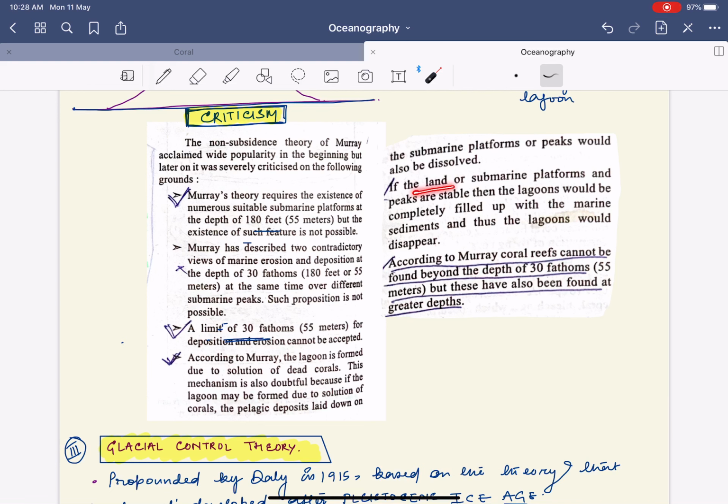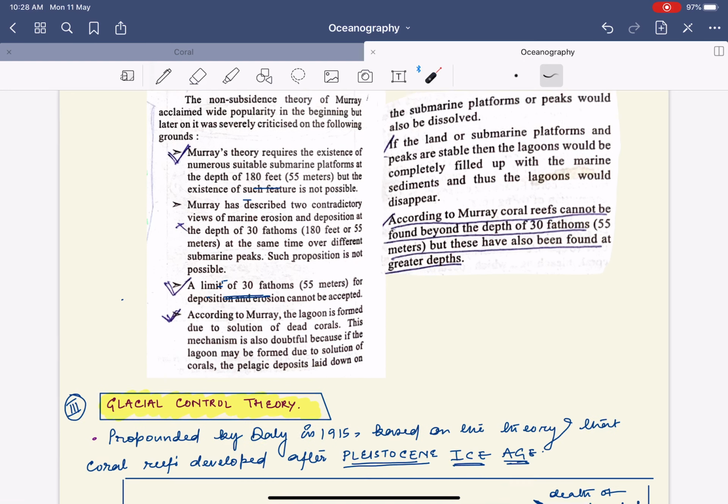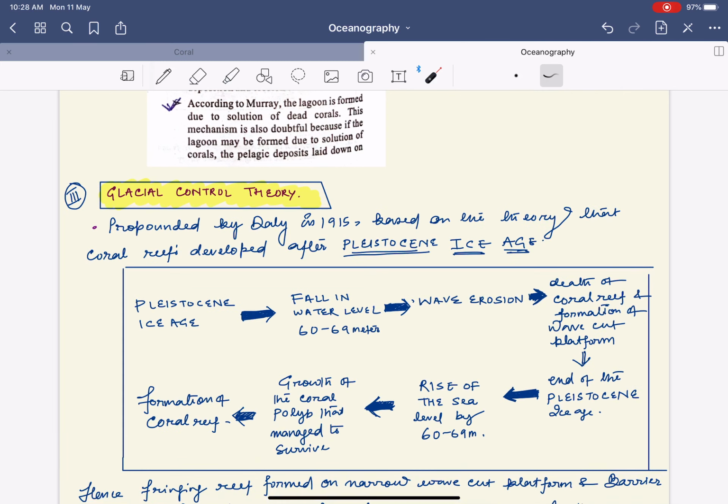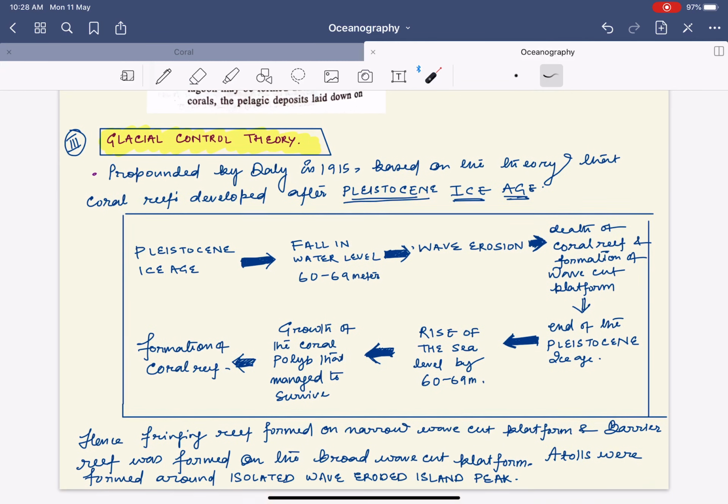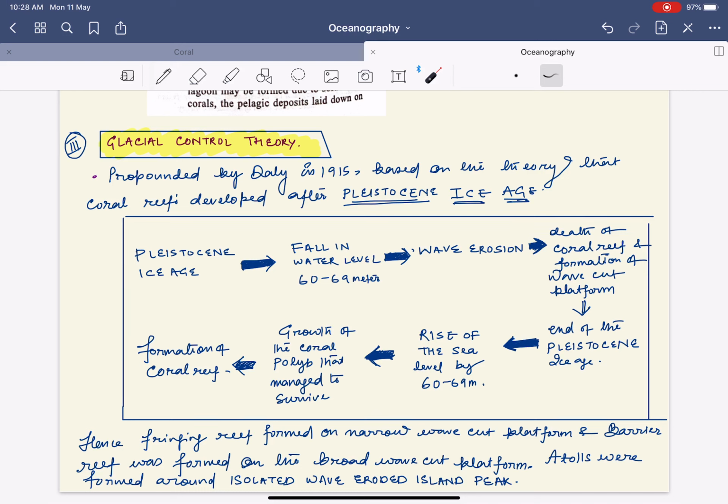Next, if the land and the submarine platform of the peaks are stable, then the lagoon would be completely filled up with the marine sediments. Next, we have the glacial control theory. The glacial control theory was propounded by Daly in 1915.